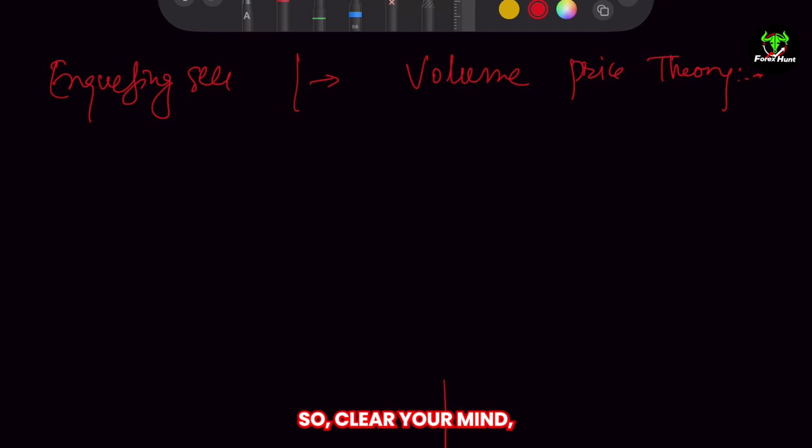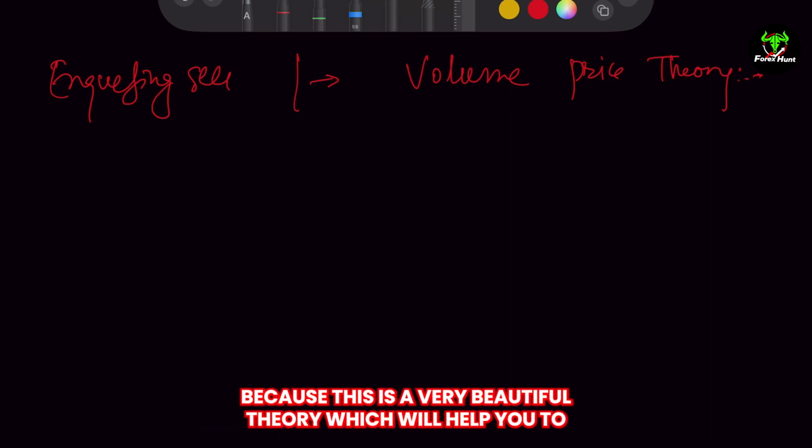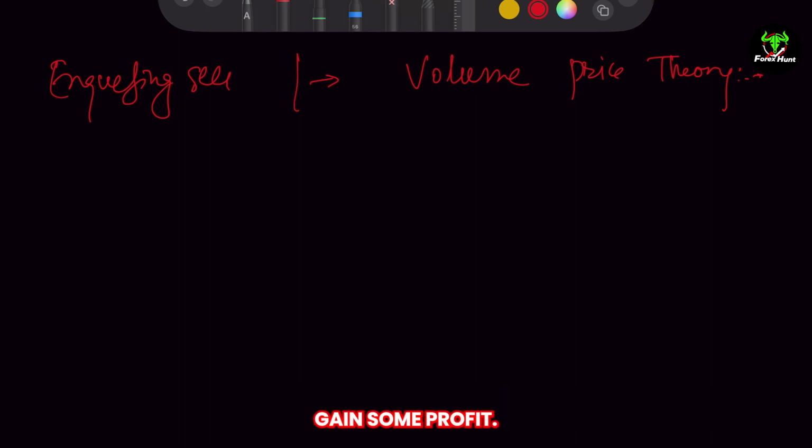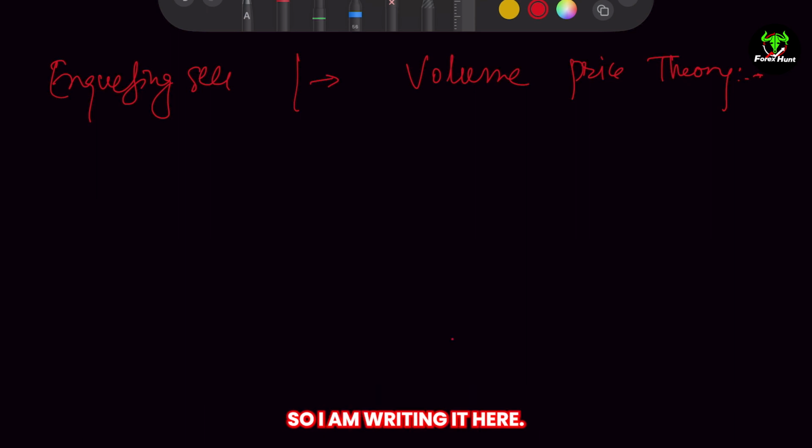So clear your mind, and start with this topic, and don't think that you are using something different, because this is a very beautiful theory which will help you to gain some profit. So let's start with today's topic, that is engulfing sell markings. So I am writing it here.